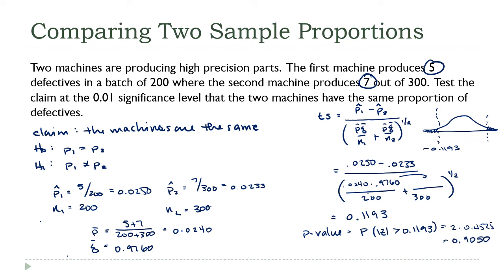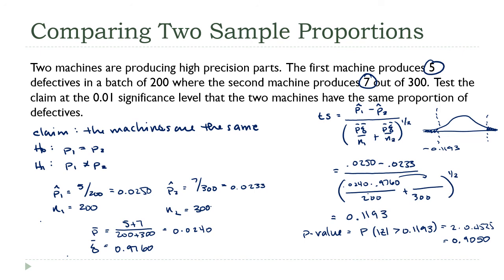So this is 0.9050. Now, that is greater than our alpha value, which means the variation we're seeing between the two samples is likely to have occurred by chance. So there is no evidence to support rejecting the null hypothesis.